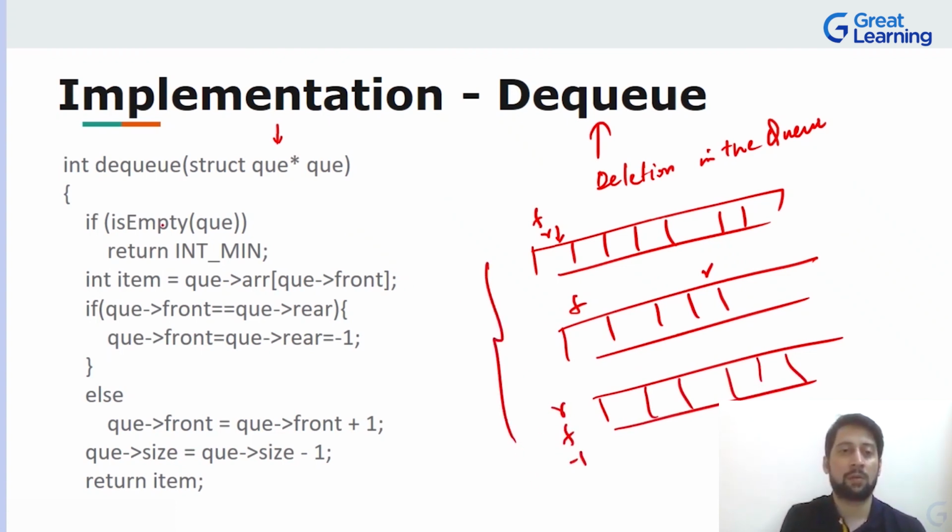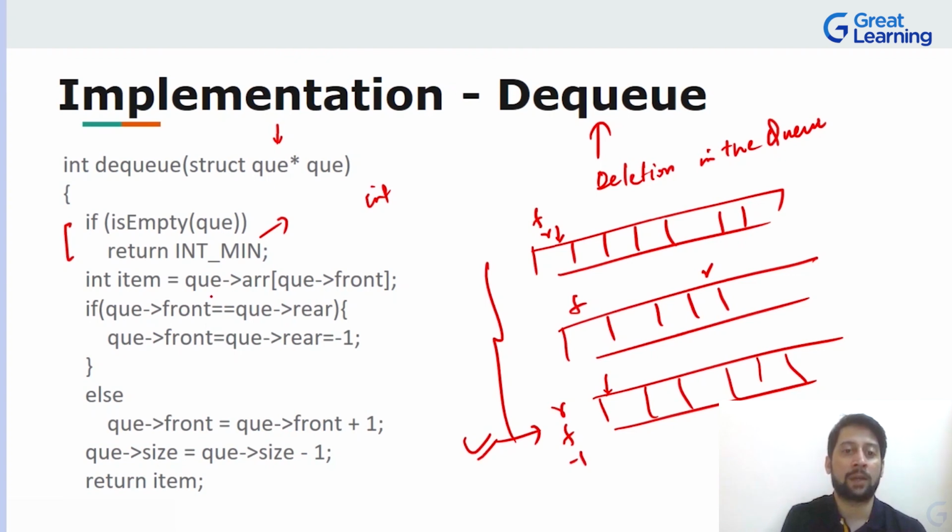Done. Now obviously we will be returning the item that we have deleted. So let's first check if this condition holds or not. We are going to check the is empty condition. If this is the scenario, we are going to return int minimum, that is the minimum value of integer, or you can return any arbitrary value. Okay, so this case is checked. Now we know for a fact that there is at least one item in the queue, so we can perform deletion.